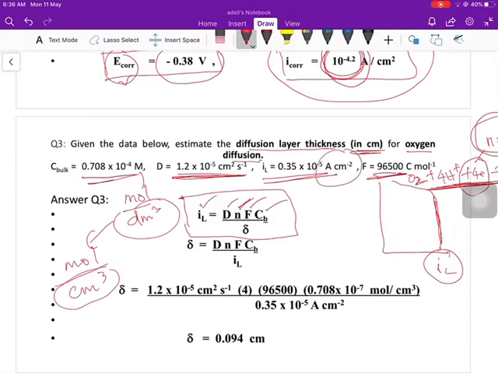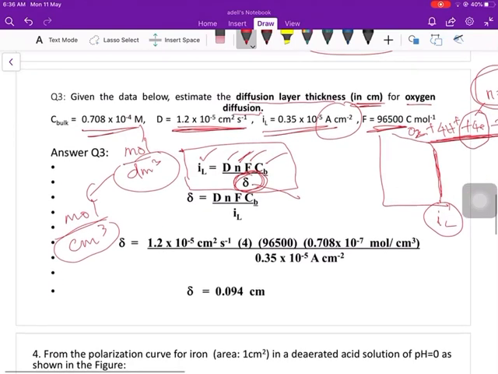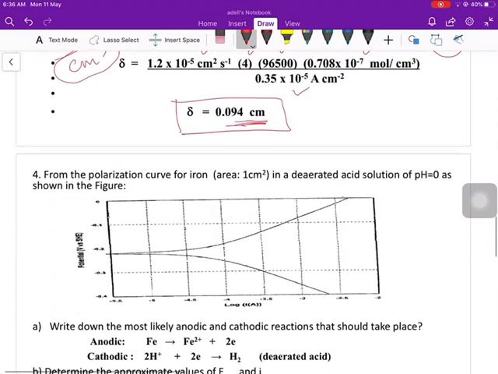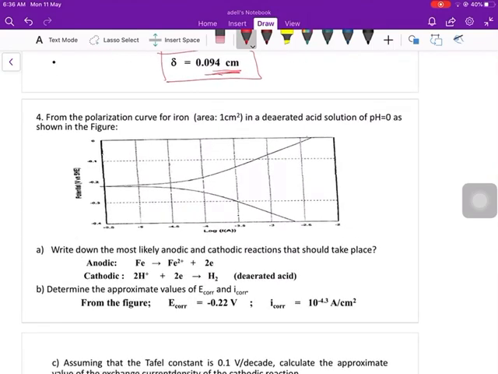IL is given, with this unit. What you must get is the Nernst layer thickness. So this is the thickness. You rearrange the equation. This is D, this is n, F, this is C, and this is IL. At the end you can find the layer thickness in centimeter.